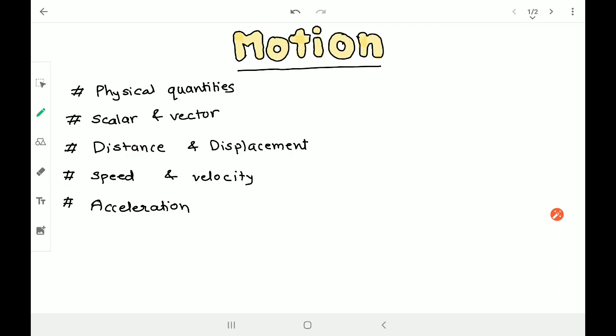In the motion topic today, we are going to understand these 5 points. One is what is a physical quantity. Second is what you mean by scalar and vector quantity. Third is distance and displacement. Fourth is speed and velocity, and fifth is acceleration. And believe me, there is nothing other than these 5 points in this topic. So if you understand these 5 points clearly, then it's done.